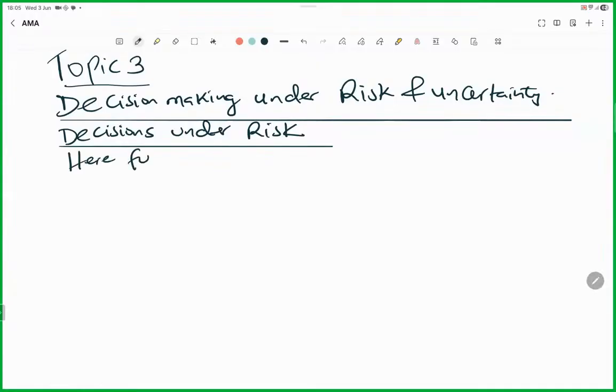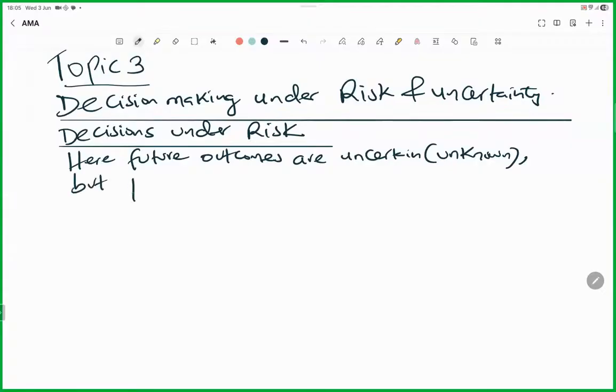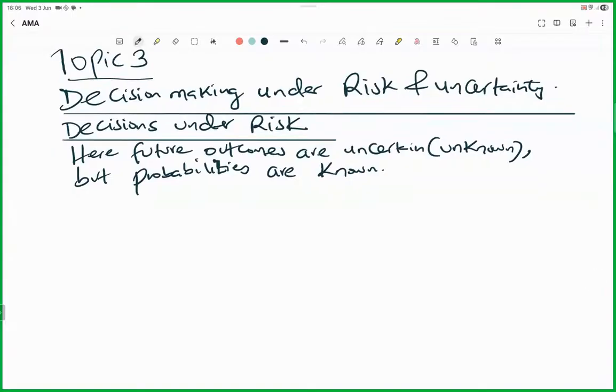Decisions under risk: future outcomes are uncertain (in brackets, unknown), but probabilities are known. Probabilities are known. So you'll always get yourself in this kind of an environment.